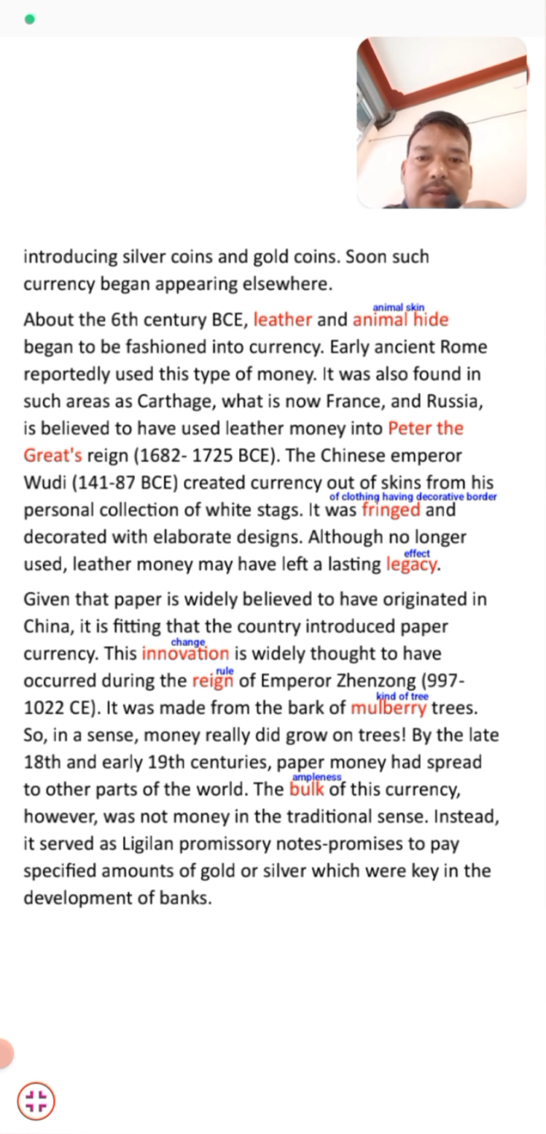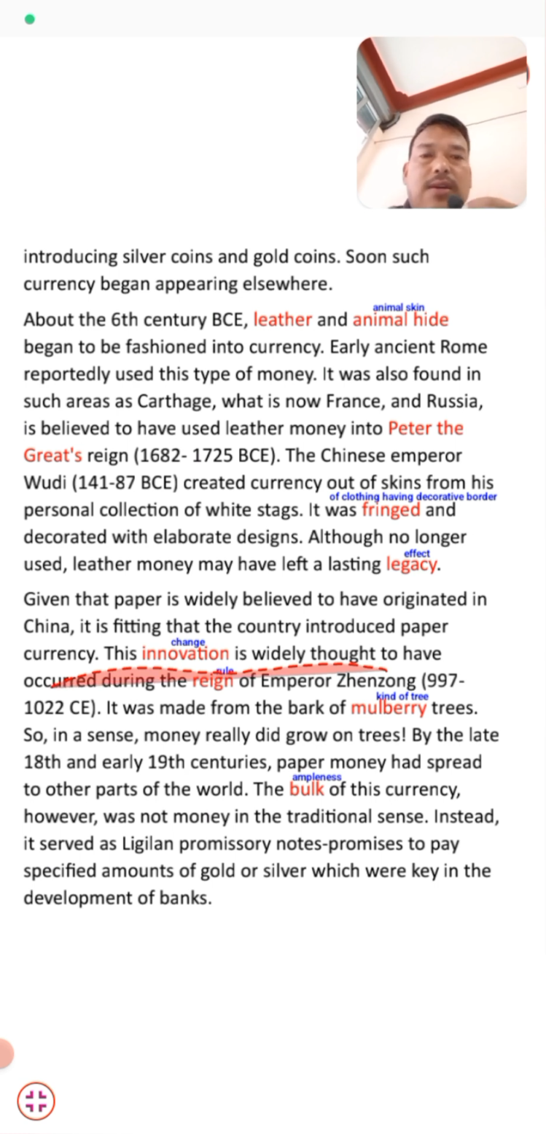And this innovation is widely thought to have become currency during the reign of Emperor Zhenzong, between 997 and 1022 AD. Students, paper money became very popular, and this invention was believed to have taken place during Emperor Zhenzong's reign.